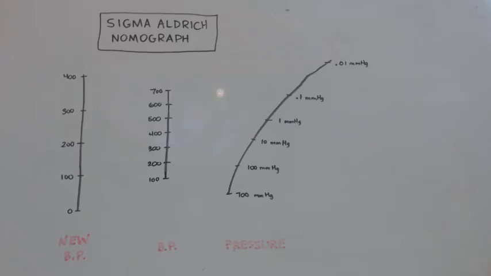What I do is, you can see up there it says Sigma Aldrich Nomograph. I punch that into Google. Top 2 ones will be the same thing. The one that says Sigma Aldrich Nomograph, that's the one you click on. And it'll go to this, what I'm showing you on the screen right now.